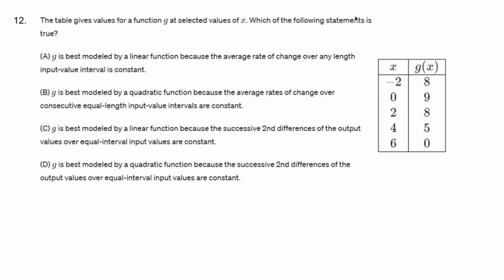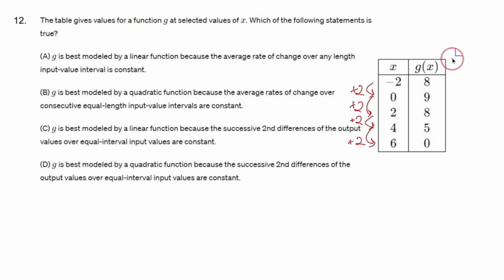The table gives values for a function g at selected values of x. Which of the following statements is true? So it looks like it wants us to talk about linear, quadratic. So this is what I have to do. I have to make sure that the x values go up by the same number every time, and they go up by 2. Usually in these they go up by 1, but in this problem they go up by 2. Now, what we're looking for over here is the first order rates of change.